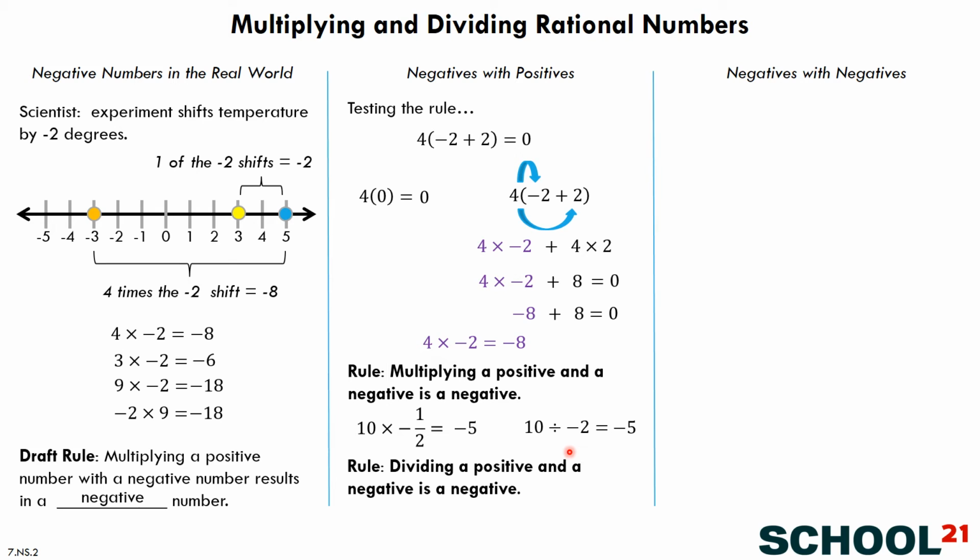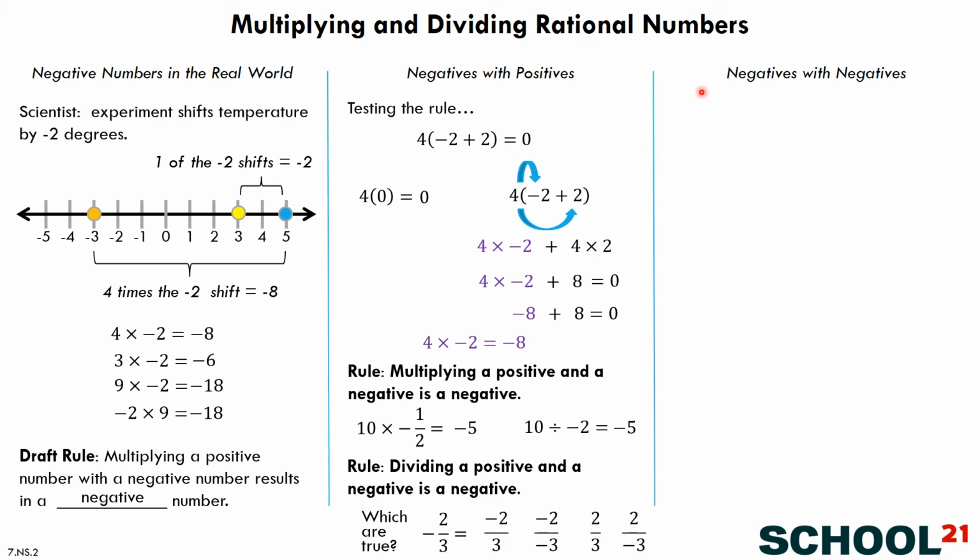So now we can write another rule all in bold. Dividing a positive and a negative is a negative. Make sense? Yeah. Okay, wow. Well, if that makes sense to you, then you've learned really quickly here. Memorizing these rules is good, but you also know how to prove it. Now let's see what we can prove with negatives and negatives, okay? So I'm going to set up a very similar problem.